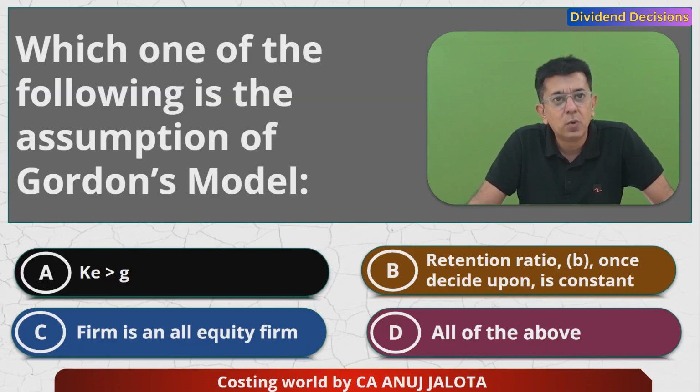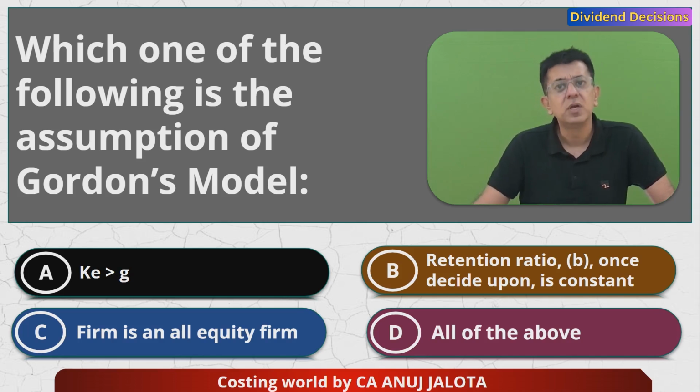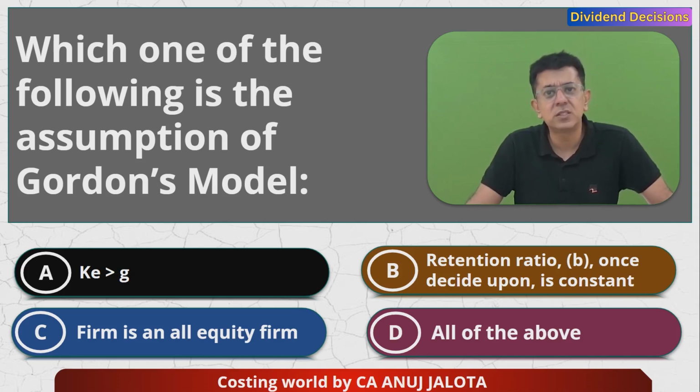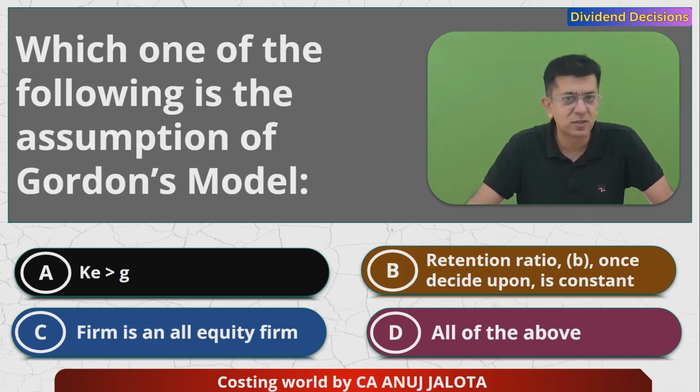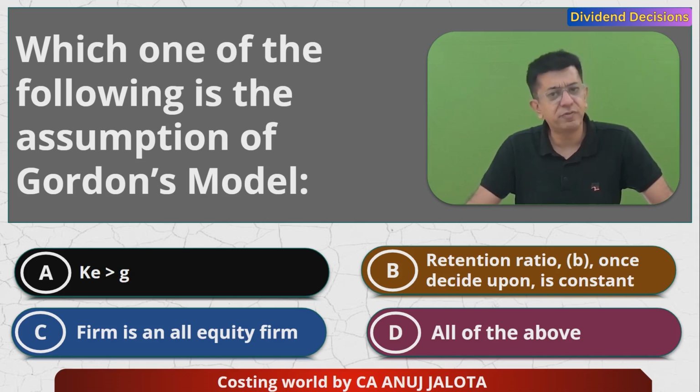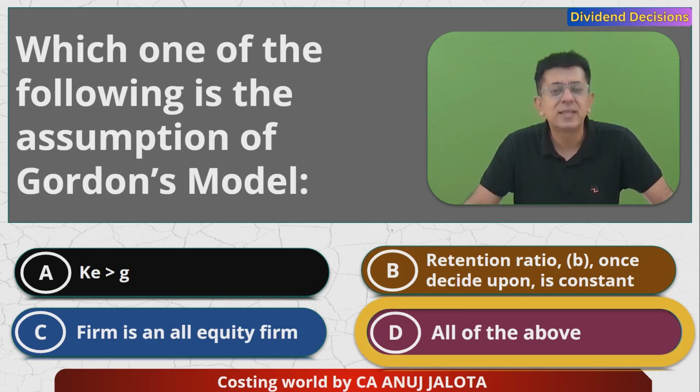Now, as far as the answer goes, which one of the following is the assumption of Gordon's model? I guess A is an assumption. B, retention ratio once decided upon is constant. Correct, that is also an assumption. Firm is an all equity firm. Yes. So therefore, answer should be D over here. That should be the correct answer. Yeah, that is the correct answer.